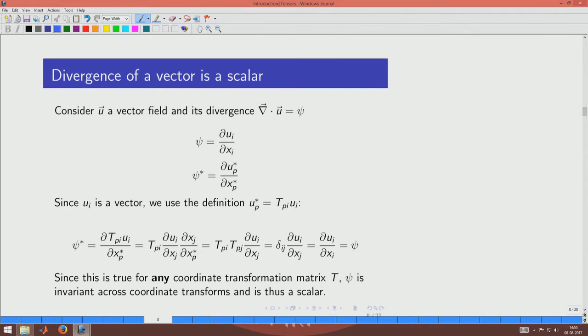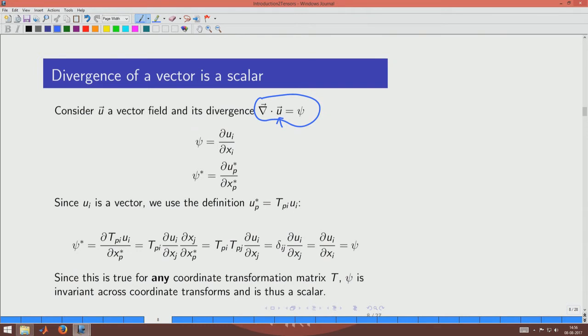Divergence of a vector is a scalar. So, this is analogous to the dot product being a scalar. So, divergence of a vector is a scalar. So, we are saying that if u is given as a vector, then its divergence, which is here given as psi, can be taken as a scalar. So, the way we do it is as follows.